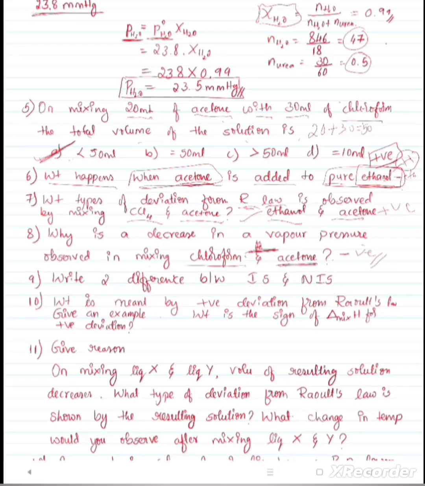Then write two differences between ideal solution and non-ideal solution. You can write. Then what is meant by positive deviation from Raoult's law? Give an example. You can write now what is meant by positive deviation. I already gave that. You can refer to that example also. What is the sign of delta mix? Positive means positive value. Negative they are asking means negative value. Just write negative or positive by checking which deviation it is.